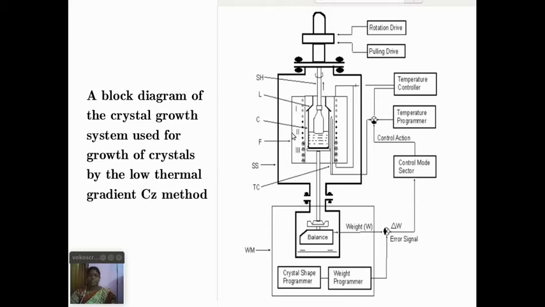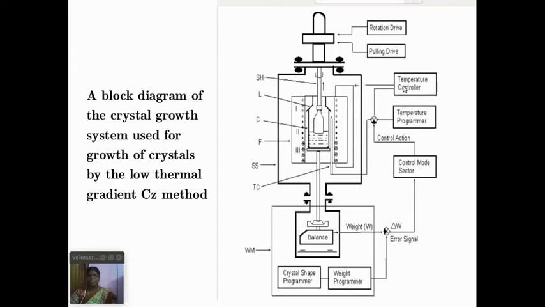F is a 3-zone muffle furnace which has 3 zones 1, 2 and 3. C is a crucible. The material that is to be crystallized is taken in the form of powder in this crucible and it is heated until it becomes a melt. L is a lid that is used to close this crucible. SH is the crystal seed rotation and pulling unit. This has a seed rotation control unit and a seed pulling control unit that is connected with an electronic control unit.